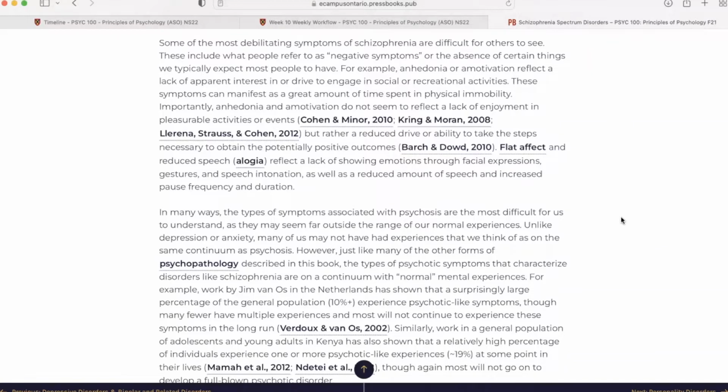Importantly, anhedonia and amotivation do not seem to reflect a lack of enjoyment in pleasurable activities or events, but rather a reduced drive or ability to take the steps necessary to obtain the potentially positive outcomes. Flat affect and reduced speech reflect a lack of showing emotions through facial expressions, gestures, and speech intonation, as well as a reduced amount of speech and increased pause frequency and duration.